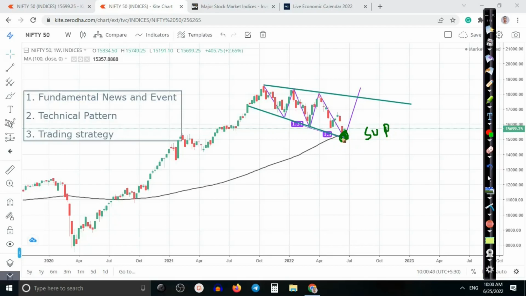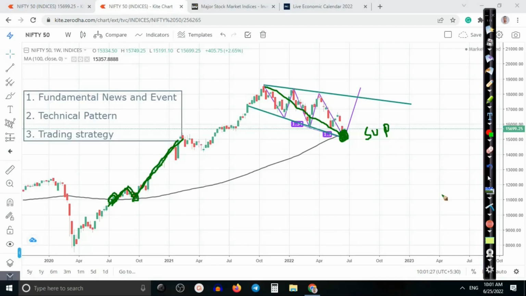Okay, if you want to see the previous market behavior, price was bouncing from this 100 simple moving average. This one is a simple moving average, not exponential. So price broke this moving average 100, and after that price pulled back and reversed from this area, and right now price is exactly above this 100 simple moving average.